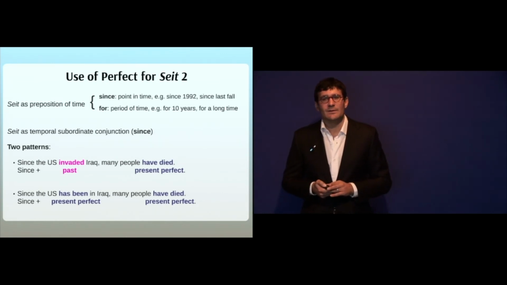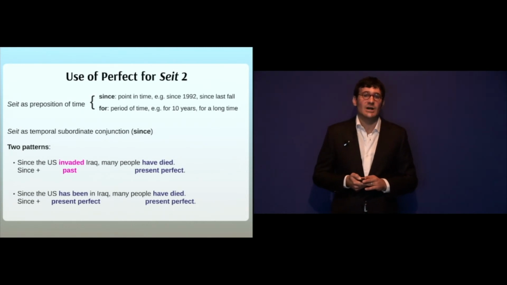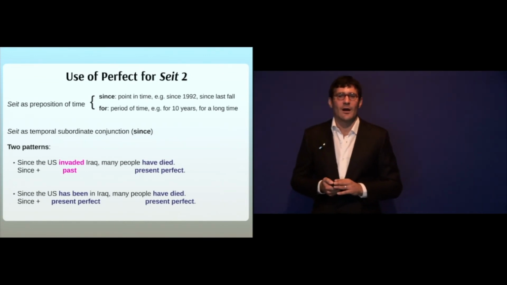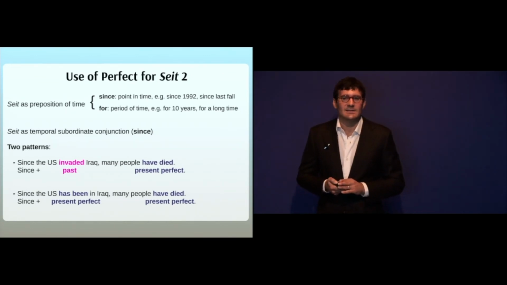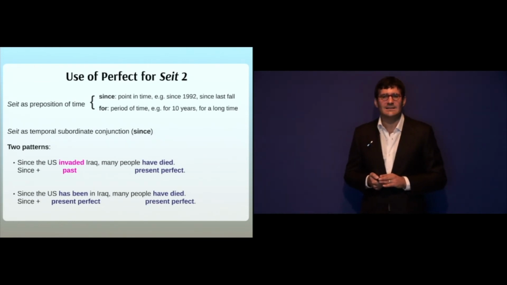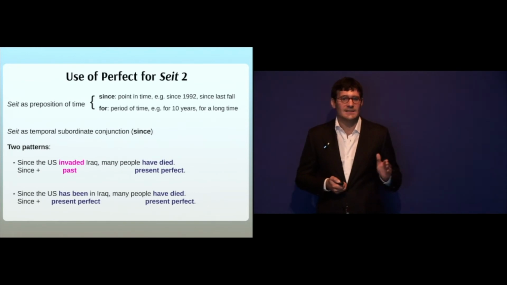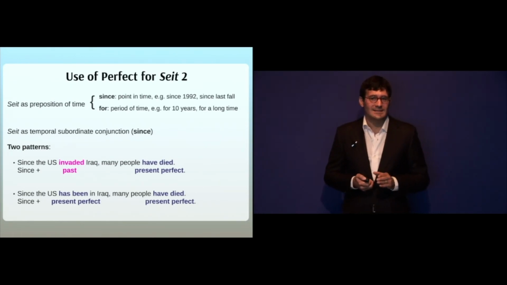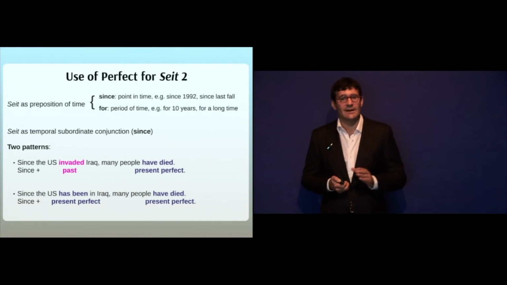However, seit can also be used as a temporal subordinate conjunction. And there are two patterns that we have to be careful of. These are the two patterns that give German students a lot of problems. So take a look at these two sentences. Since the US invaded Iraq, many people have died. Since plus the past, present perfect. Why do we use the past there versus the present perfect? We'll deal with that in a moment.